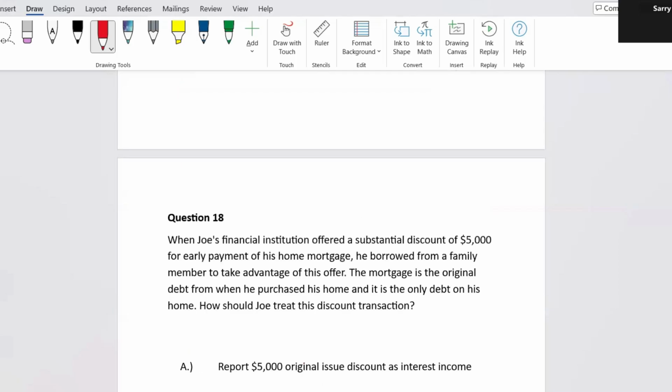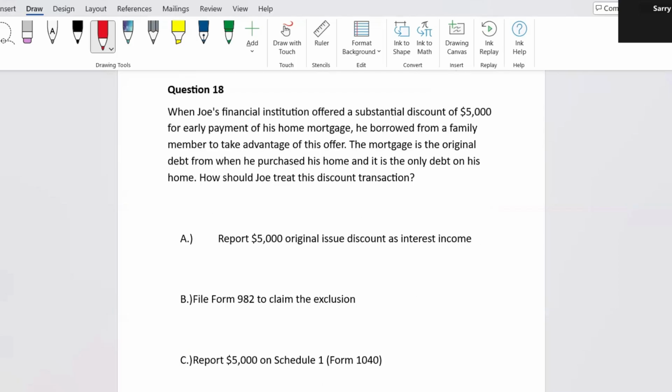Okay, question number 18. When Joe's financial institution offered a substantial discount of $5,000 for early payment of his mortgage, he borrowed from a family member to take advantage of this offer. The mortgage is the original debt from when he purchased his home, and it is the only debt on his home. How should Joe treat this discount transaction?